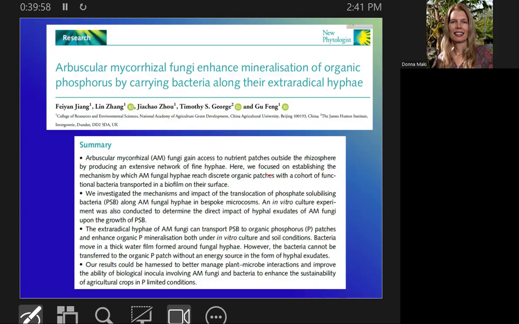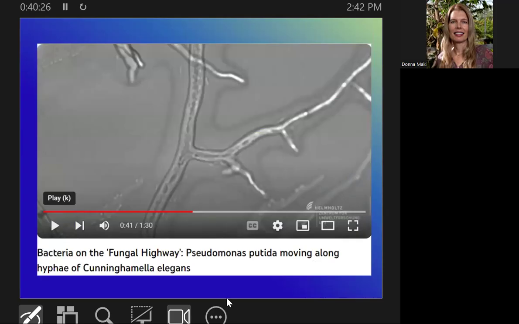However, the bacteria cannot be transferred to the patches of phosphorus without an energy source from the fungi. So the fungi are actually feeding, probably just exuding different minerals or different nutrients that the bacteria can continue to take up as they're swimming along to have enough energy to get to the phosphorus and then solubilize it. So it's this amazing partnership. And of course, in the end, the plant benefits.